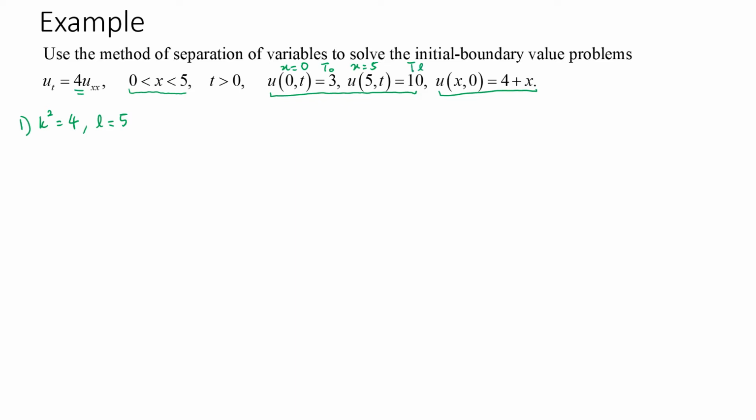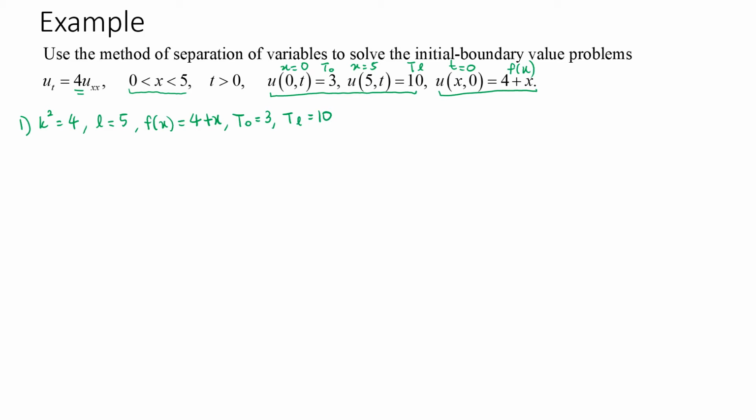Okay, another thing is because the values of the endpoints are not equal to 0, we consider these as T naught and TL. And the last one is the initial condition. When t equals 0, the temperature equals a function of 4 plus x, where this is f(x). So we can write down f(x) equals 4 plus x, and we have T naught which equals 3 and TL which equals 10.